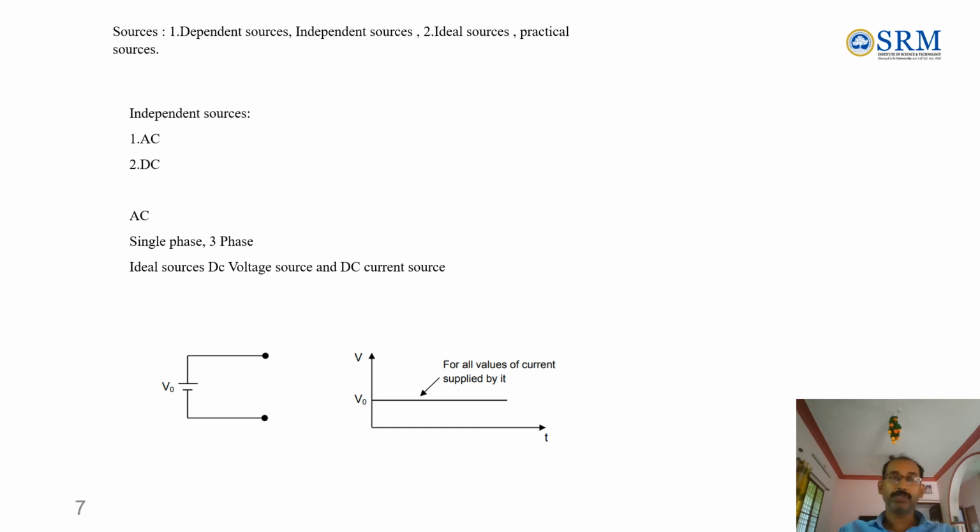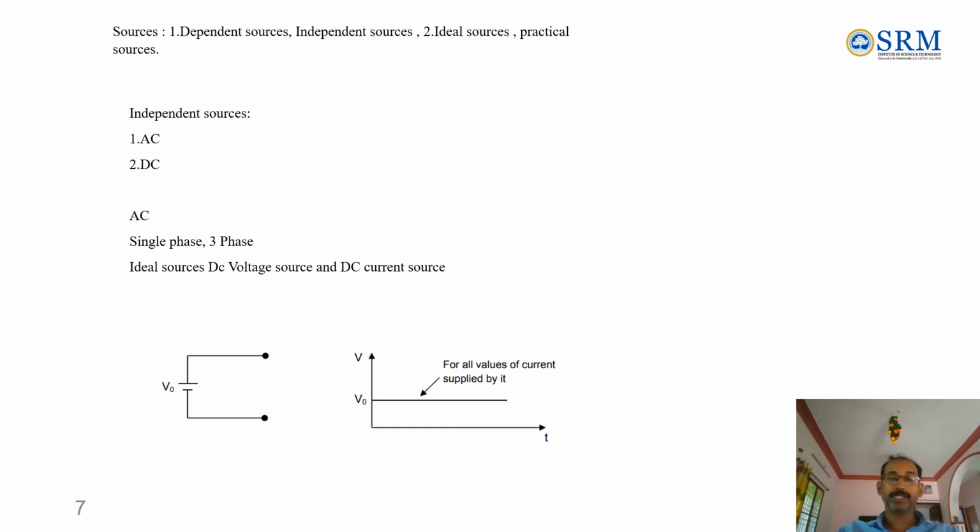Dependent source, independent source. A normal pen torch battery you would have seen. Is this an independent source or a dependent source? It is an independent source, an independent voltage source. In fact, an independent DC voltage source. Sorry, independent sources you can classify into AC as well as DC. The AC you can further classify into single phase as well as 3-phase.